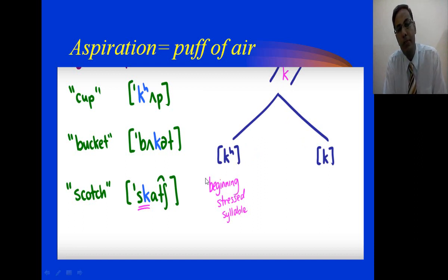As for the environment, we notice that it occurs at the beginning of a stressed syllable, here in cup, because it is stressed at the beginning. But in the second word, it is not at the beginning, and in the third word, k is not in the initial position. So we have the k sound as aspirated, and the second version, which is non-aspirated, and they are called allophones. This is the phoneme, and these are different allophones, not phonemes.